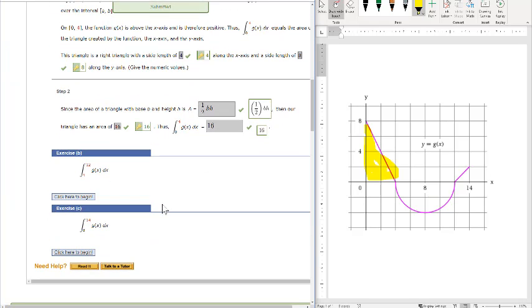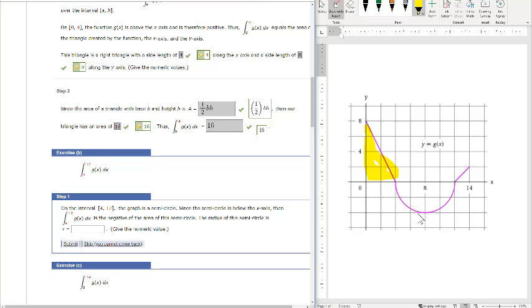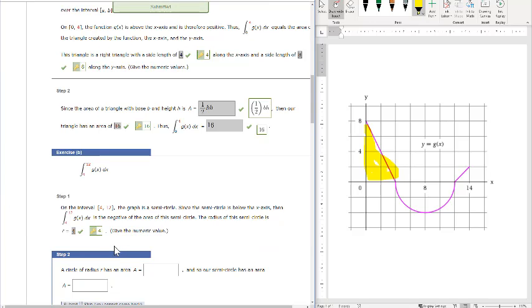So that part's complete. Our next step is to find the area between 4 and 12. So this is the semicircle. The graph is a semicircle, and since the semicircle is below the x-axis, this integral is going to be the negative of the area of the semicircle itself. Let's see what the radius of the semicircle is. It goes from 4 to 8 to 12, so I think that has a radius of 4. Once we have the radius of 4, we can find the area.